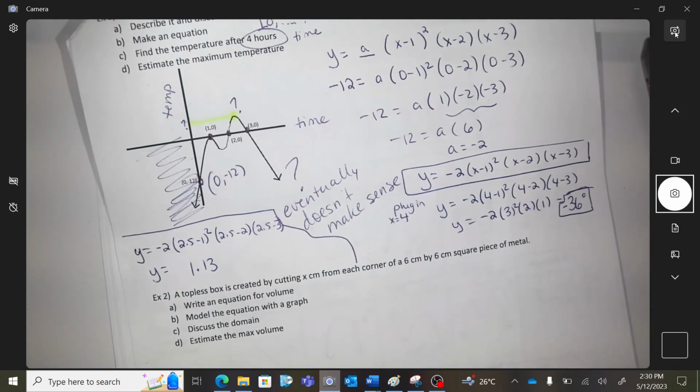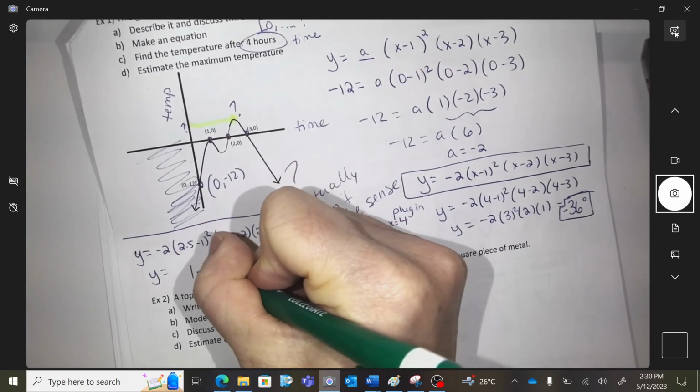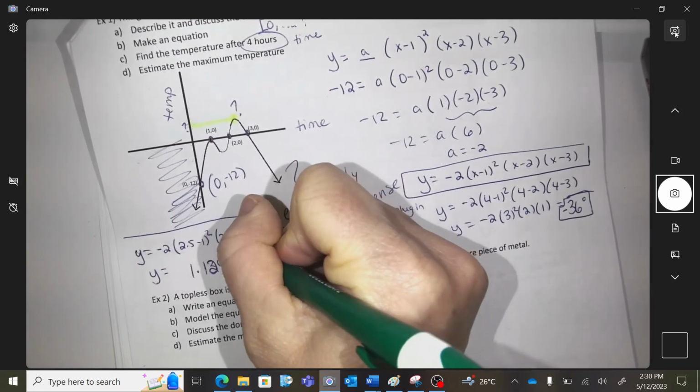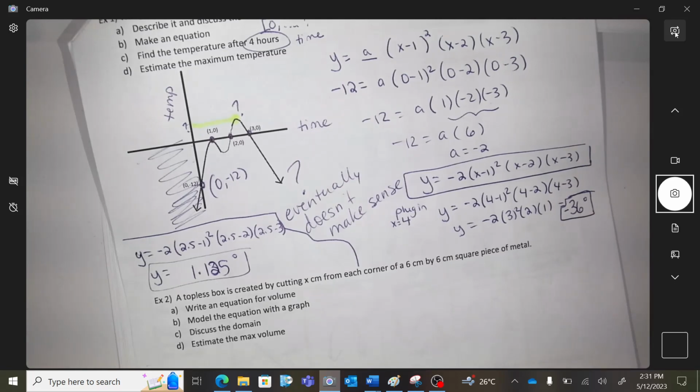1.13. Is there any more decimals? Well, it's 1.125, but I just... Okay, 1.125. Okay, you ready for the next question?